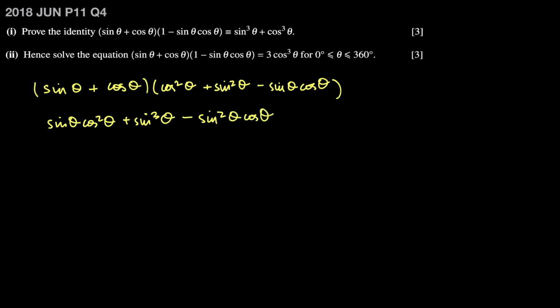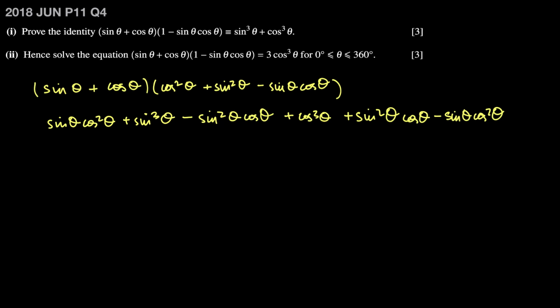So we've multiplied everything in the right bracket by sine, and now we're going to distribute cosine. So we get plus cosine cube theta, plus sine squared theta cosine theta, minus sine theta cosine squared theta. Now we have to simplify.